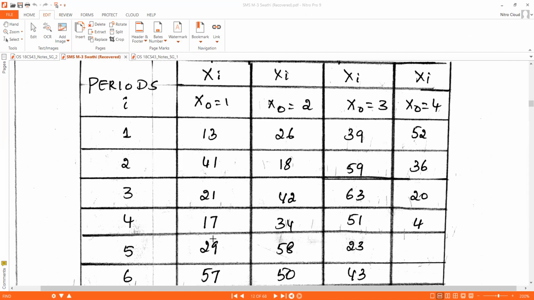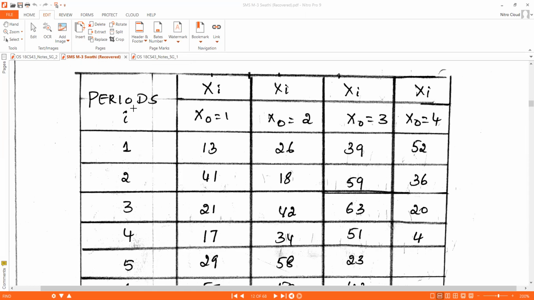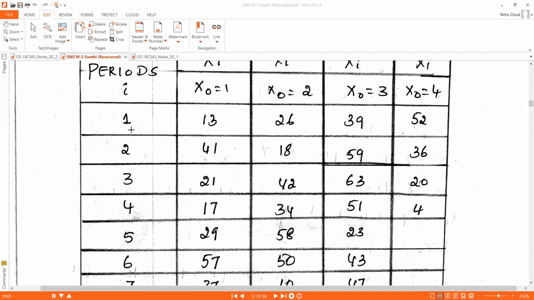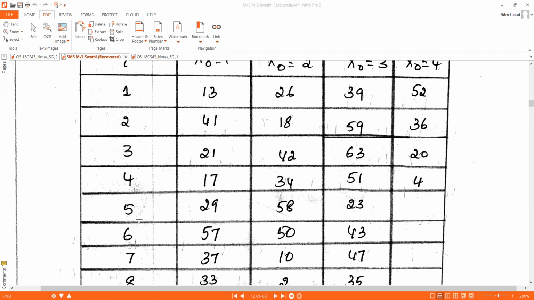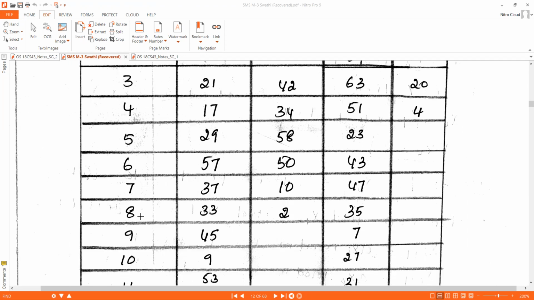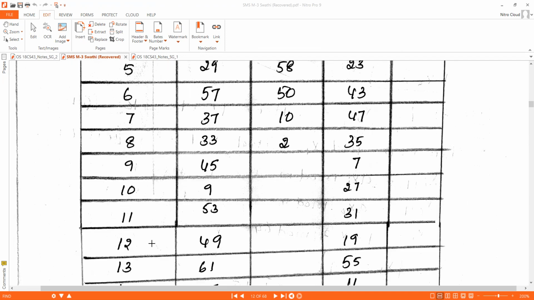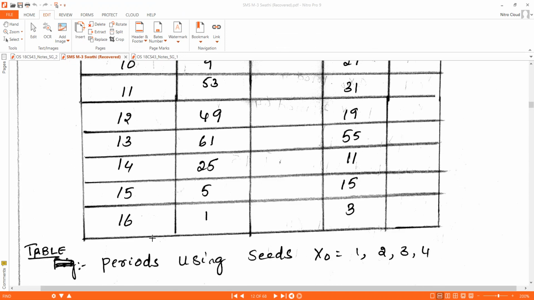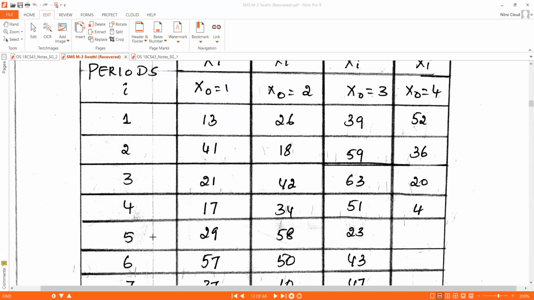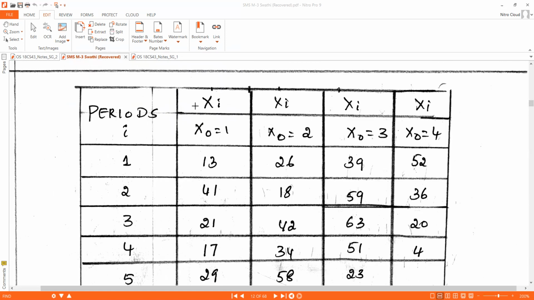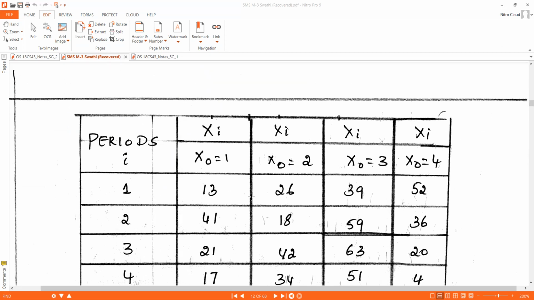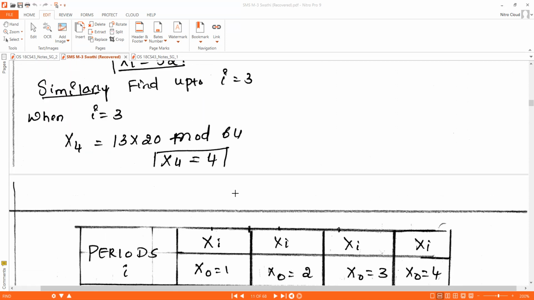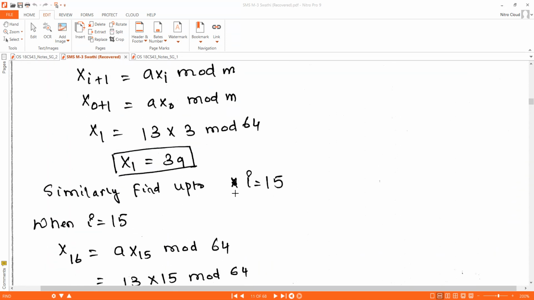Okay, that we will write as a table here. We are representing periods i equal to 1, 2, 3, 4, 5, 6, 7, 8, 9, 10, 11, 12, 13, 14, 15, 16. Sixteen periods maximum they have asked us to calculate. And what is the xi value? When x0 is equal to 1, what is the xi value? We need to write it here.